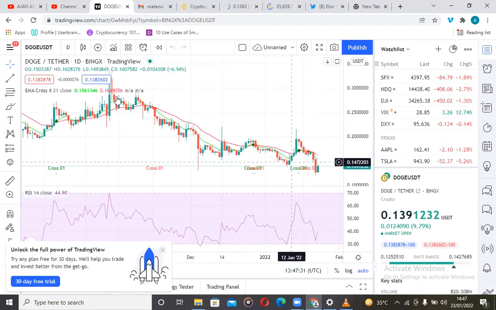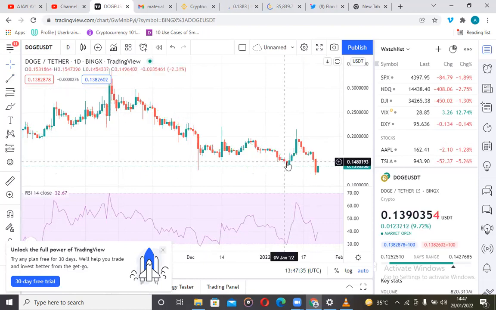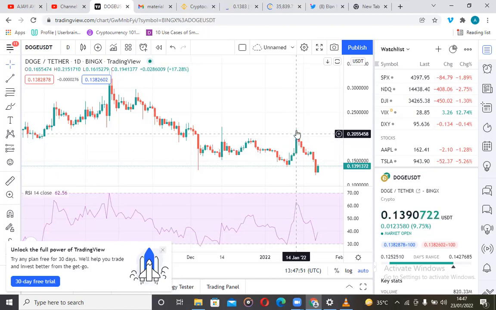Okay, let me clear out these rules you are seeing. Now on January 11th, Dogecoin price is $0.14, right? Moving to January 12th, 0.15. January 13th. Now see January 14th. See the price, see how it's moving. January 14th, it moved from 0.16 to $0.21. Are you seeing it?